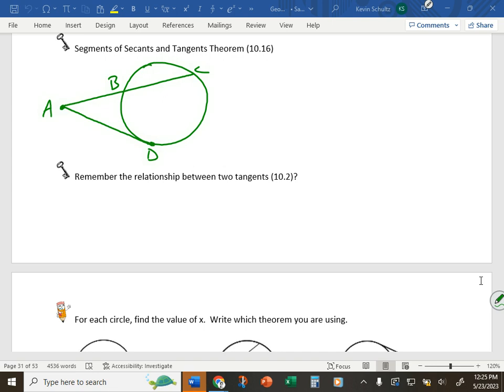And like with the secants that we saw in the previous example, it's a part times whole relationship. So for the secant, it's again going to be part times the whole. But a tangent doesn't really have a part, right? The entire thing is on the outside of the circle. So for the tangent, it's going to be the whole thing squared. Using the segment lengths here, AB is our part, not times BC, but times AC.